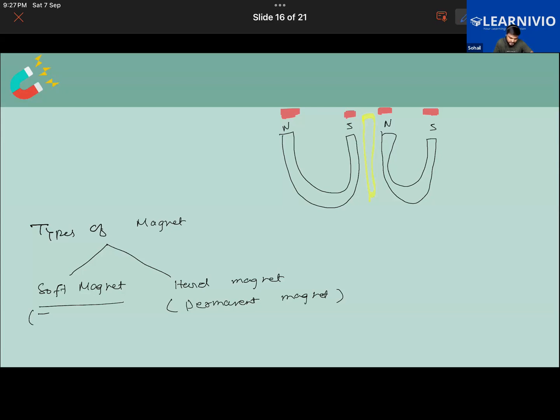Done, sir. So this is the manner in which we're going to store this U-shaped magnet. First of all, it should be kept in a wooden box, and the opposite poles should be facing each other. So hope that is clear. Okay.